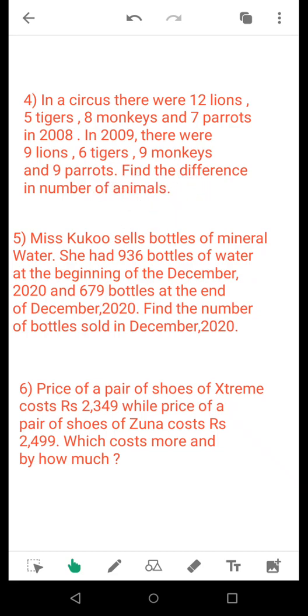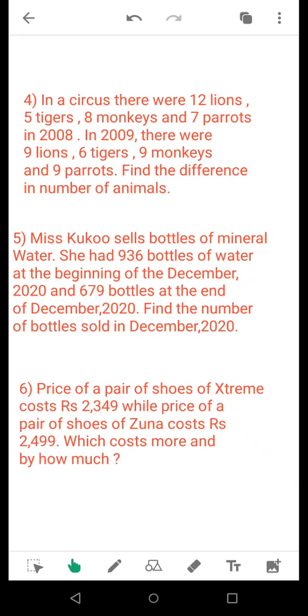So basically what you need to do, for 2008 you have to add up the total number of animals and for 2009 you have to add up the total number of animals. Then you have to compare them. So from comparison you can get the number of animals more in either of the years. Then you will find out the difference in the number of animals in that particular year from either the previous year or the succeeding year.